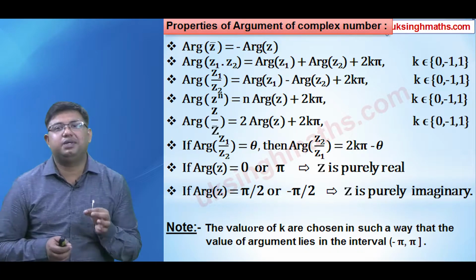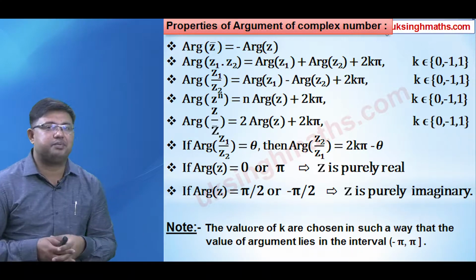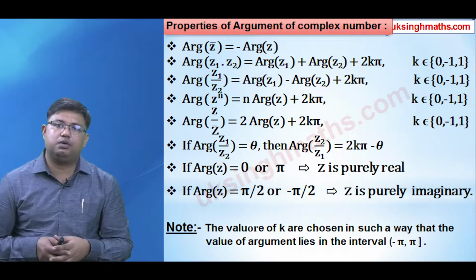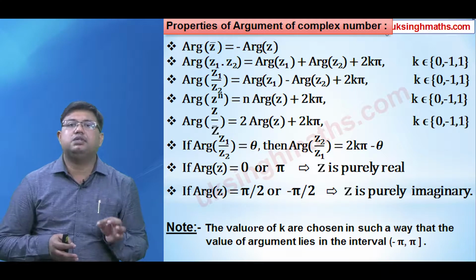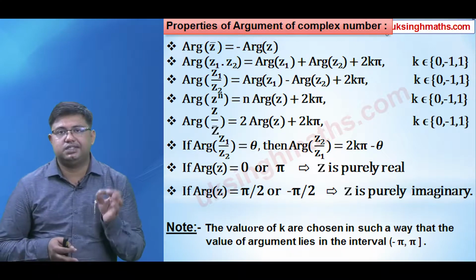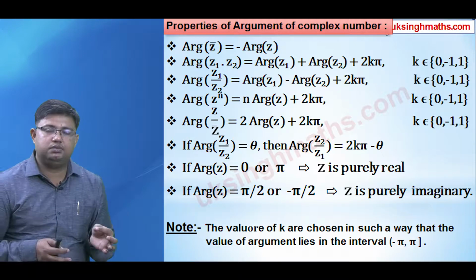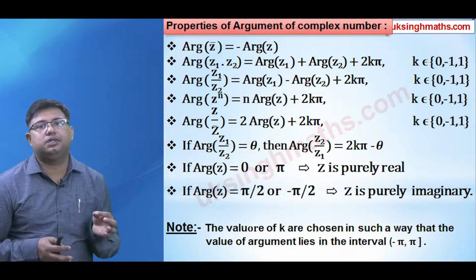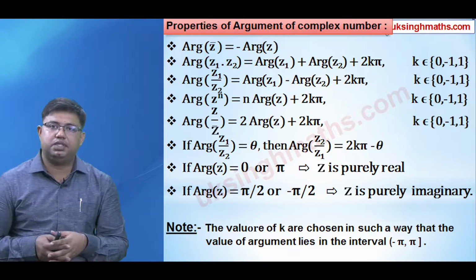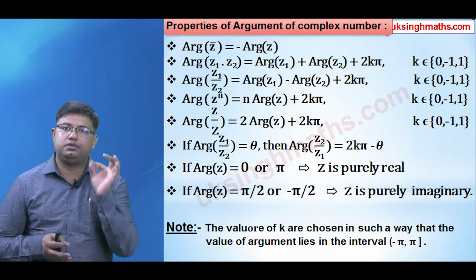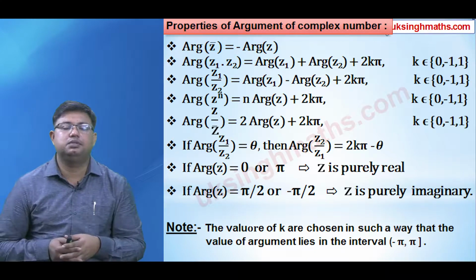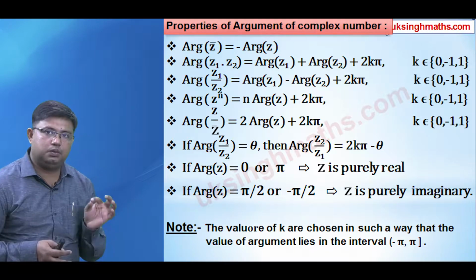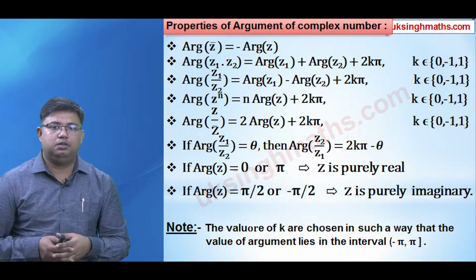Now this argument of a complex number also possesses various peculiar properties. The argument of the conjugate of a complex number is equal to negative of the argument of that complex number. The argument of the product of two complex numbers z1 and z2 is equal to argument of z1 plus argument of z2 plus 2k pi. Similarly, argument of z1 by z2 equal to argument of z1 minus argument of z2 plus 2k pi. Argument of z to the power n equal to n into argument of z plus 2k pi, and argument of z by z bar equal to 2 into argument of z plus 2k pi.